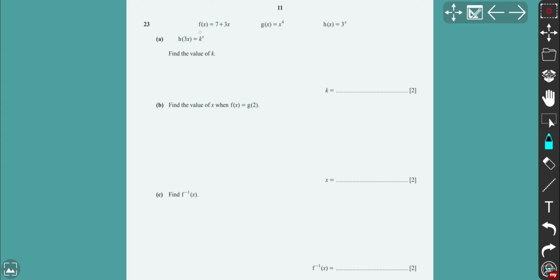Question 23. So f(x), g(x), h(x). So you're given three functions. h(3x) is k to the power of x. So h(3x) is going to be k to the power of x. You need to find the value of k, if you know that h(3x) is going to be that, okay?